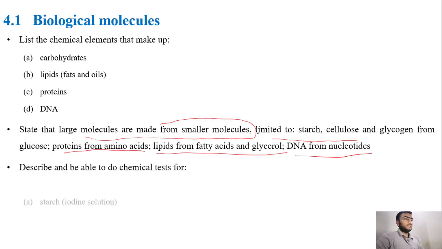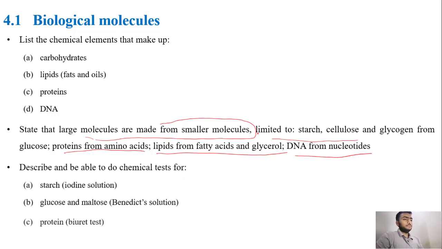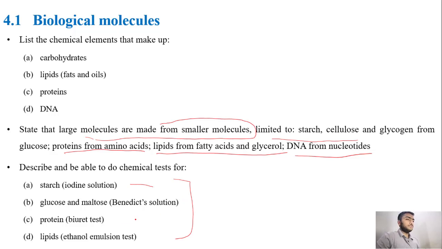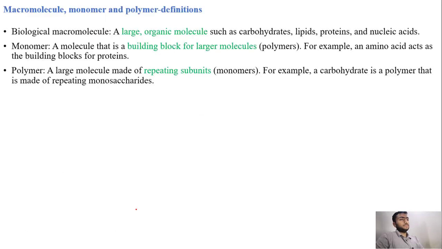Then we are going to be quickly describing the food tests for these biological molecules, which include starch, which would be carried out with an iodine solution, then the Benedict's solution test for glucose and maltose, essentially the reducing sugar test, it's also known by that name. And then proteins are tested with the Biuret reagent, and the ethanol emulsion test for lipids or fats.